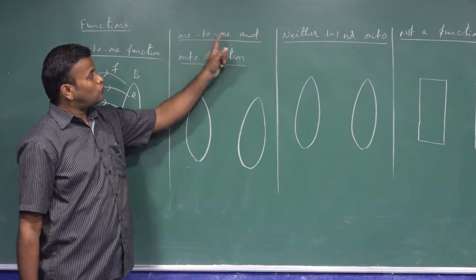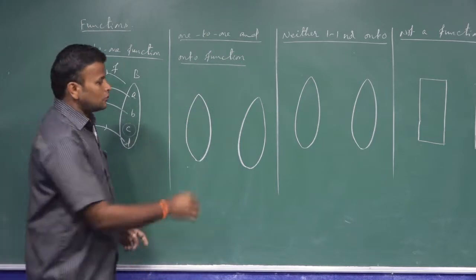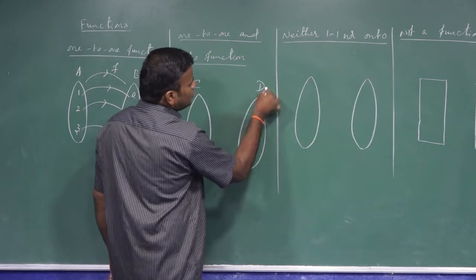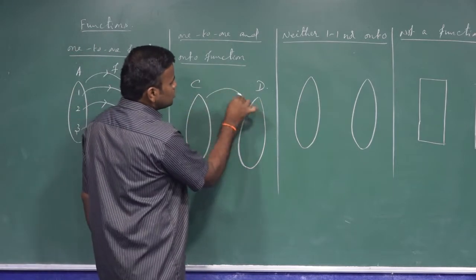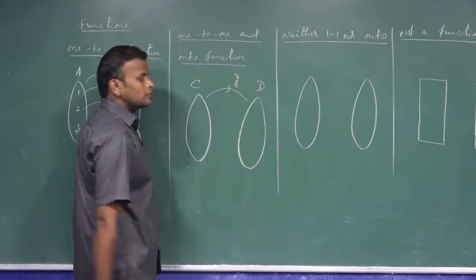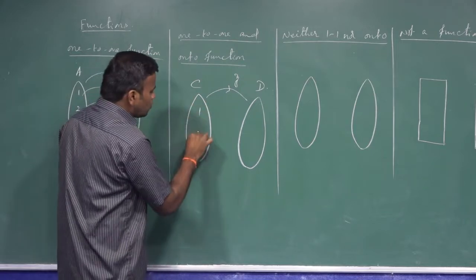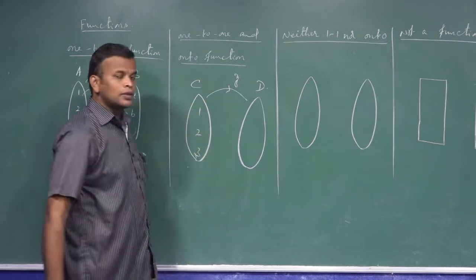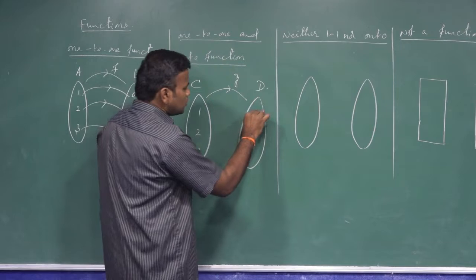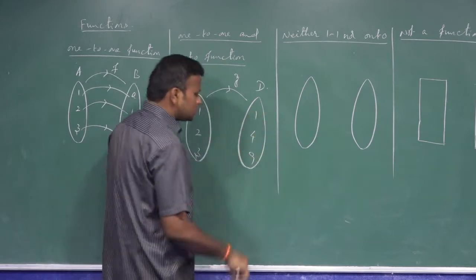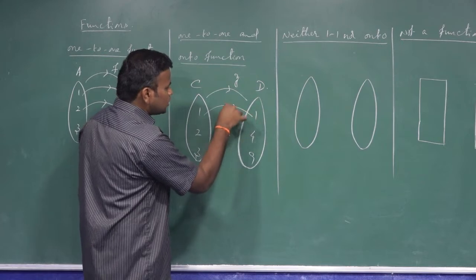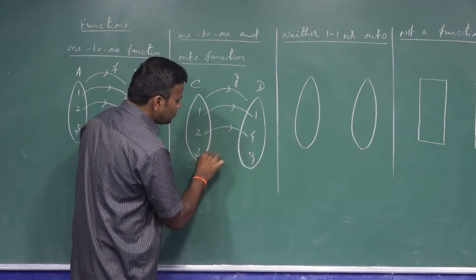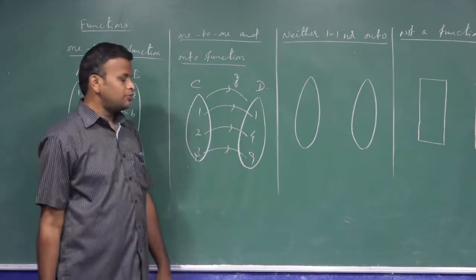The function is both one-to-one and also onto. For example, I will take any letters. Now suppose the function name is g. C contains 1, 2, 3, and suppose D contains 1, 4, 9, that is, all square numbers. 1 is mapped with 1, 2 is mapped with 4, and 3 is mapped with 9.